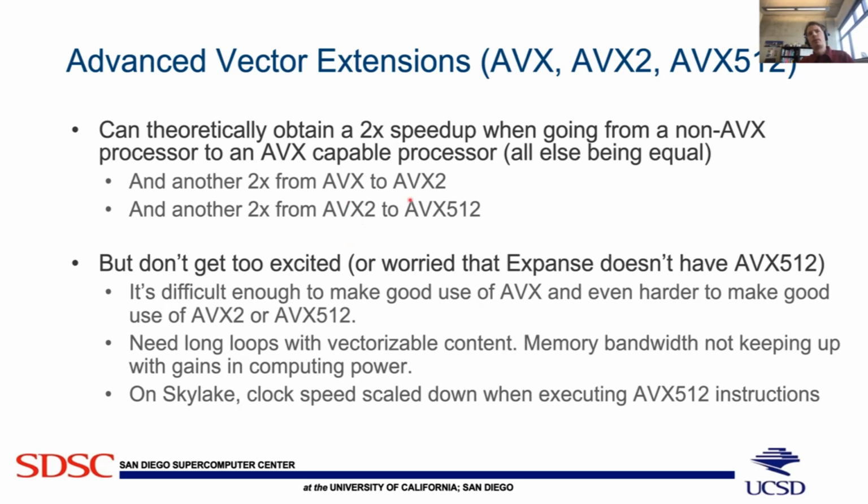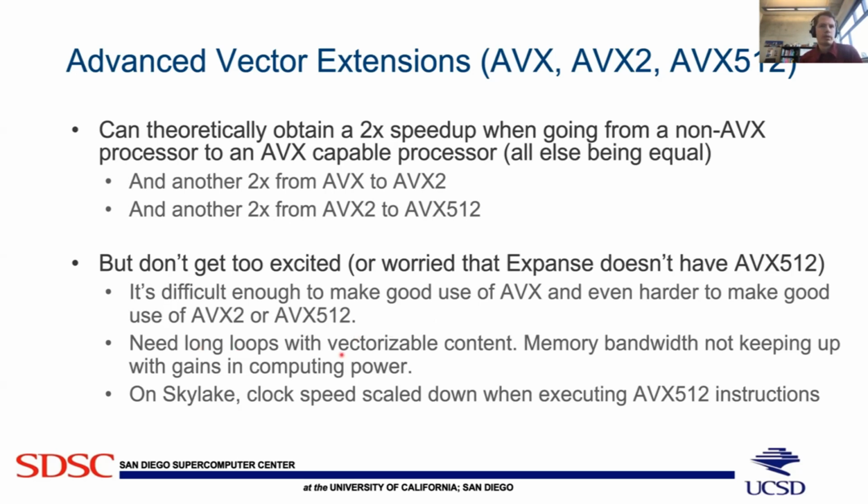But if you go basically from AVX to AVX2, it's a 2x, and then from AVX2 to AVX512, in principle, you get another 2x. And Expanse doesn't have AVX512, it has only AVX2, but you shouldn't worry too much about that, because first of all, there's not many codes that really can take advantage of that. The other thing, it's hard to make good use of these AVX extensions, although they are very important, and some codes do, but not all codes.